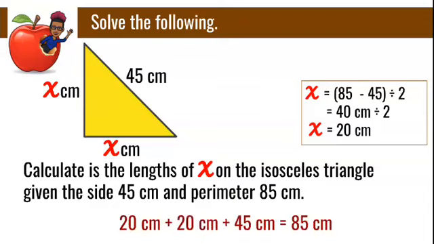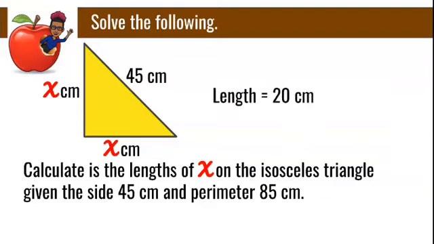Let's add the sum of the 3 sides, just double checking to make sure that our answer is correct. So 20 centimeters plus 20 centimeters plus 45 would give us our perimeter of 85 centimeters. So our length of x would be 20 centimeters.